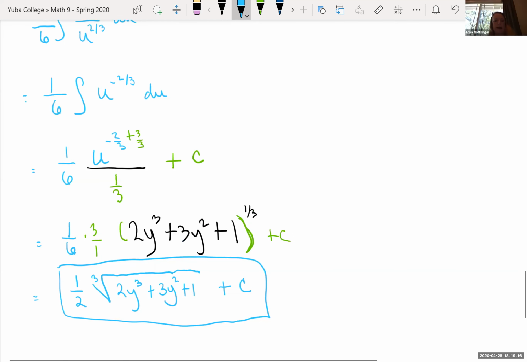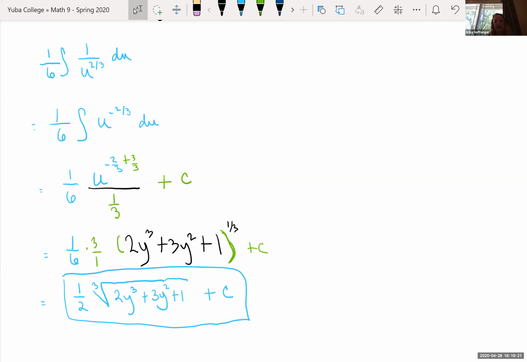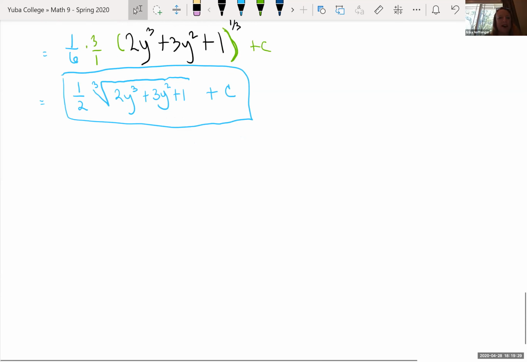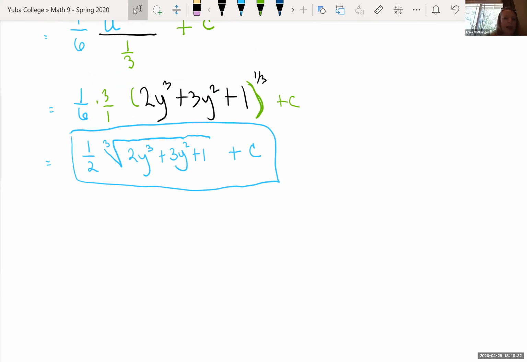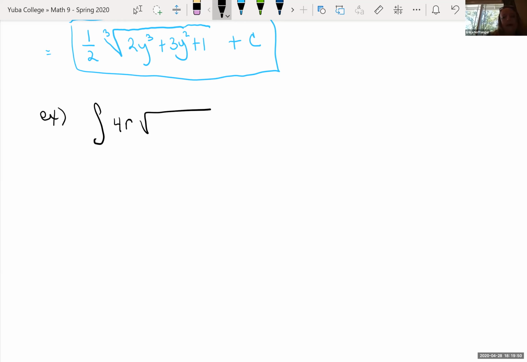Okay, so I want to go back and look at a case where sometimes you have to manipulate it. You can't just use substitution and it would fall out, but with some more manipulation it will work. So let's look at the integral of 4r and then the square root of 8 minus r underneath the radical dr.